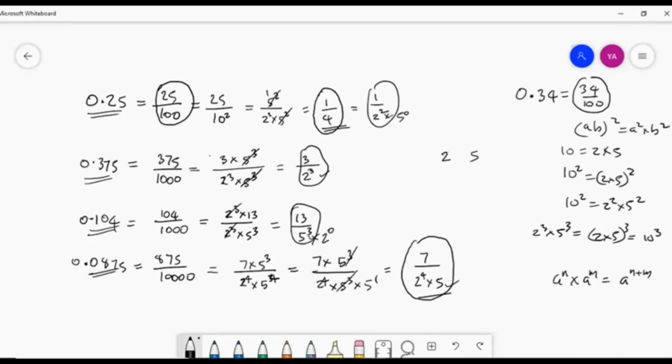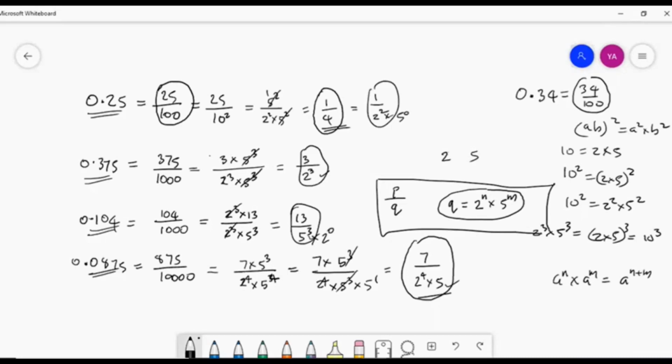So in general, we can say if p by q is a rational number whose decimal form terminates, then q can be written in prime factorization as 2 raised to some natural number into 5 raised to some natural number. And then there are some positive integers. So this is the idea if the decimal form of a rational number terminates.